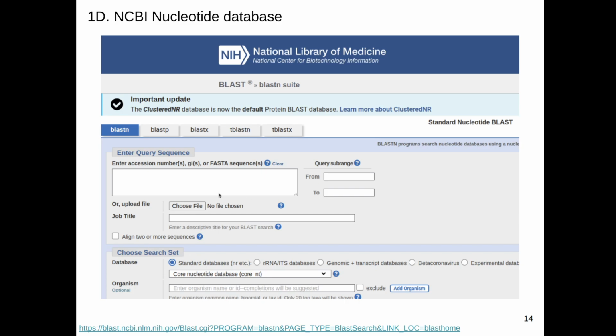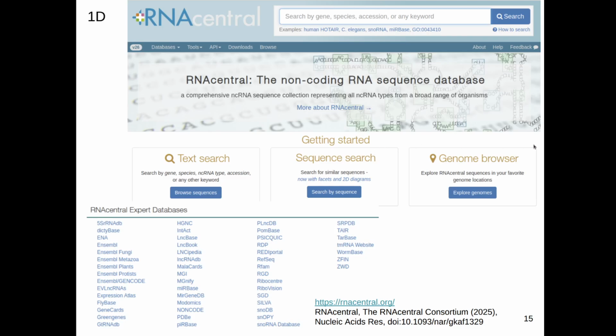On this website, you just put your query sequence and search against the core nucleotide database or some variants of it, or some specific sub-databases. So basically, this is the place to look at when you search for any sequences.